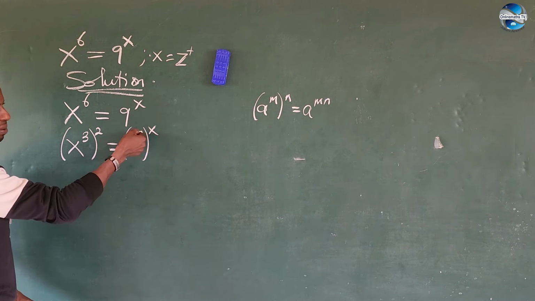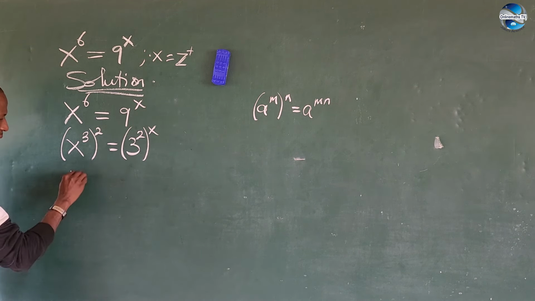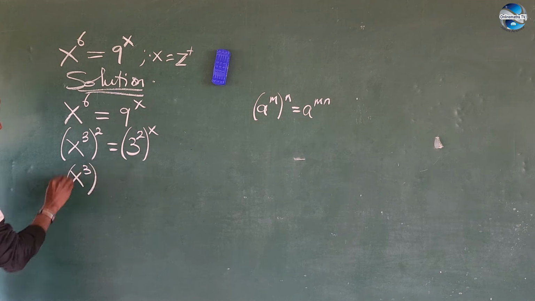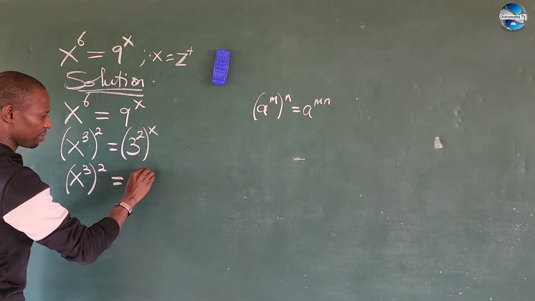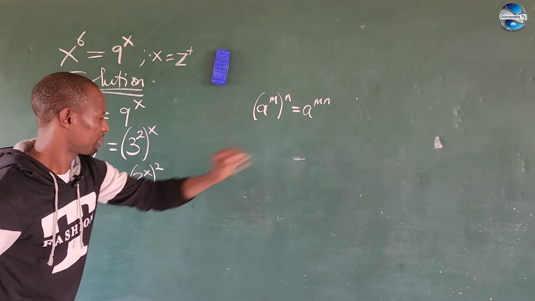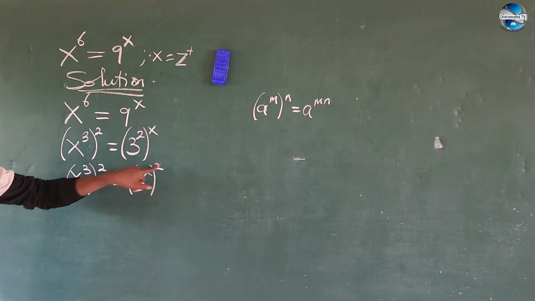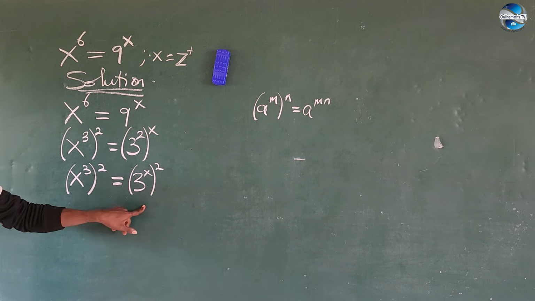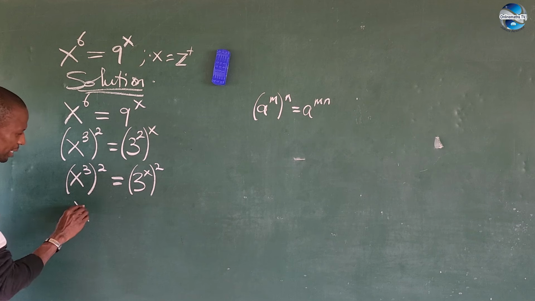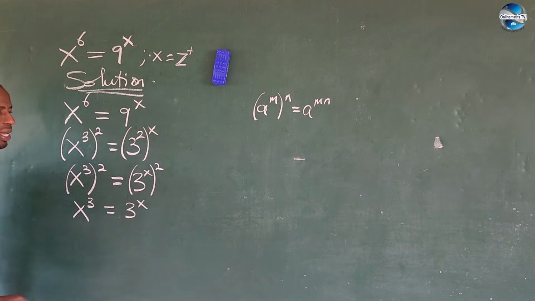With this, we can rewrite by swapping this in and bringing this to x. So we have x to the power of 3, all to the power of 2, equal to 3 to the power of x, all to the power of 2. This is the law I just applied. You now discover that the exponents are the same. Since the exponents are the same, we can equate the bases. So we have x to the power of 3 equal to 3 to the power of x.